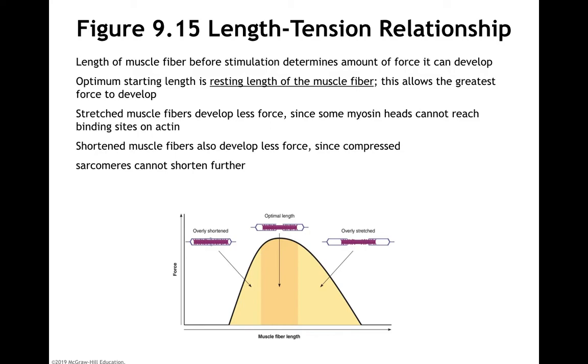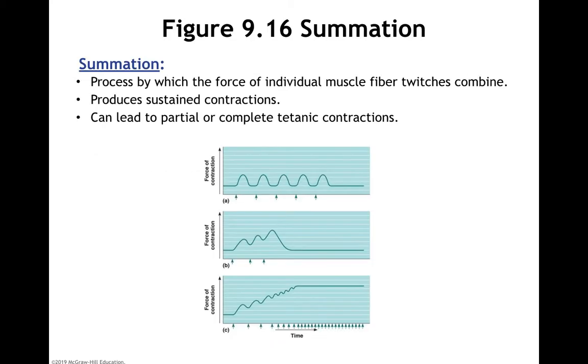A stretched muscle fiber will develop less force since some of the myosin heads can't reach the binding sites on actin. And shortened muscle fibers also can't get a maximum contraction because the compressed sarcomeres can't get any shorter than they physically can. So the optimal length is the resting length of the muscle fiber.